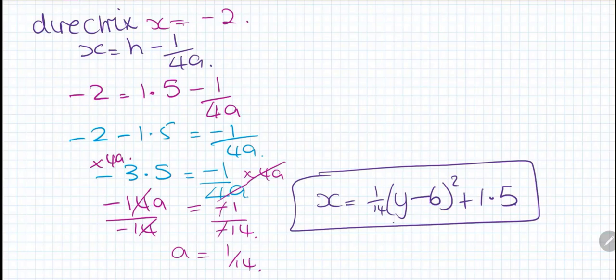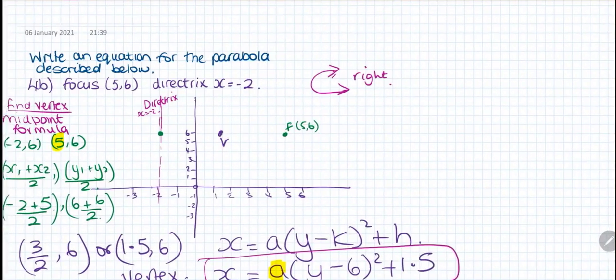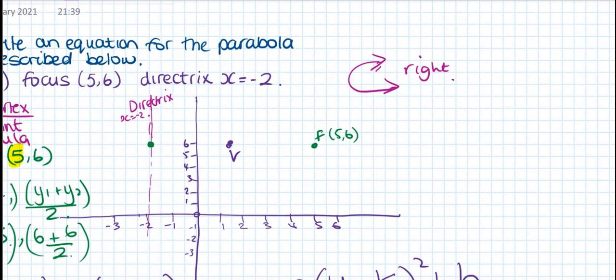So a is 1/14th. We also know that the length of the latus rectum is going to be 1 over a. So that's going to be 14 units. You can check on our graph. This means that the distance each side of the focus would be 7. So this would be 1, 2, 3, 4, 5, 6, 7, and 1, 2, 3, 4, 5, 6, 7.